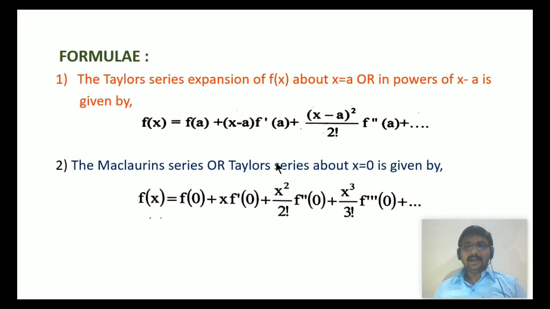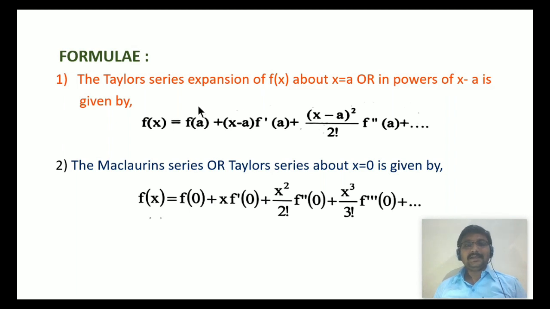Formulas: the Taylor series expansion of f of x about x equal to a, or in powers of x minus a, is given by f of x equal to f of a plus x minus a into f dash of a plus x minus a whole square by 2 factorial into f double dash of a plus and so on. So this formula is used to expand the single variable function, let it be f of x, which can be expanded in powers of x minus a, or in increasing powers of x minus a, using this formula.